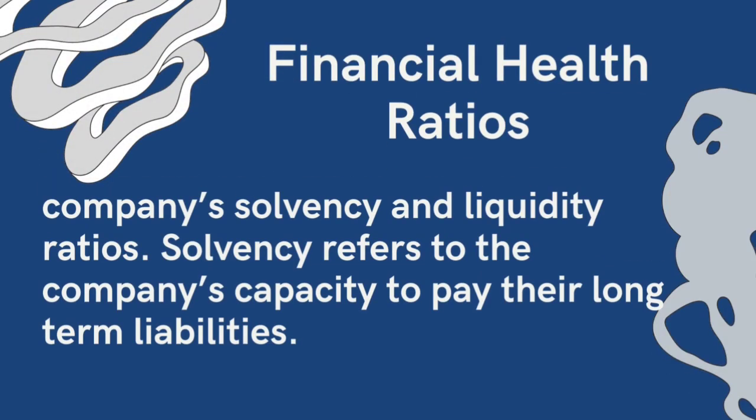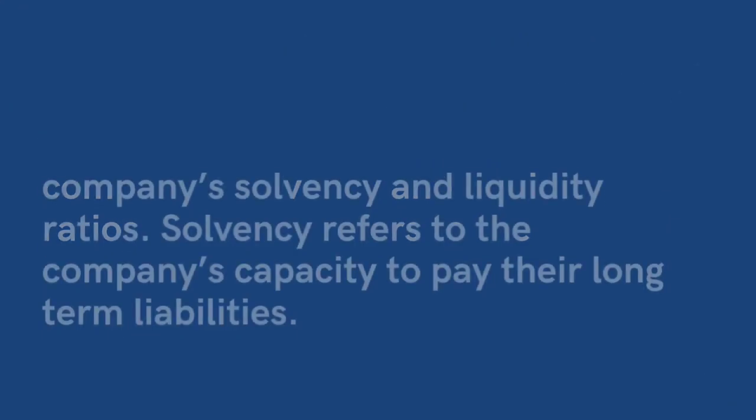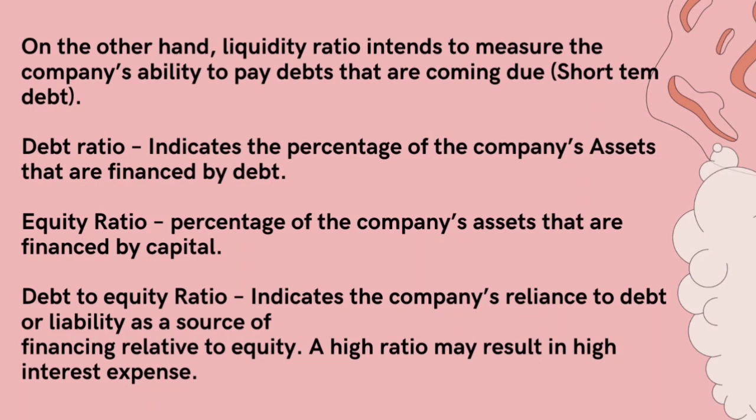Financial health ratios: company solvency and liquidity ratios. Solvency refers to the company's capacity to pay its long-term liabilities. This measures whether the business has enough current assets to meet its due debt with a margin of safety. On the other hand, the liquidity ratio intends to measure the company's ability to pay its debt on the upcoming due term.